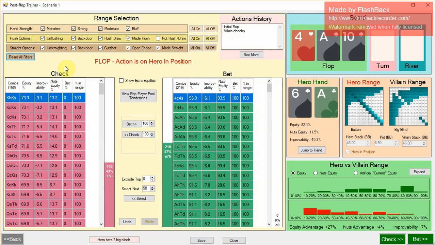Now, what I've done here is bet all my strong hands, all my draws. In reality, you might want to check back some of your strongest hands in order to have some strength in your checking basket. In this case, I'm electing not to do that, but obviously that's a perfectly valid thing to do. But here we're just demonstrating what you can do with the software.